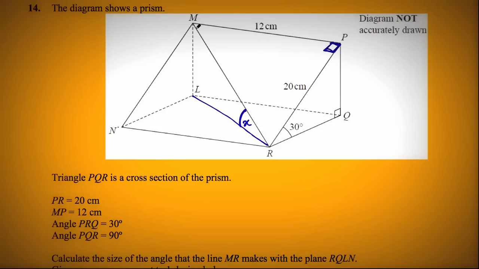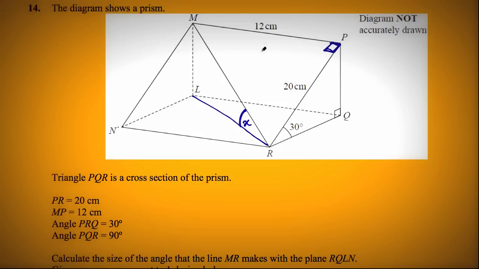I'm going to be able to work out ML because ML will be the same as PQ, and I can work that out using this line and this angle using right angle triangle trigonometric ratios. And once I've got that and that length, I'm going to be able to work out x also using trigonometric ratios.